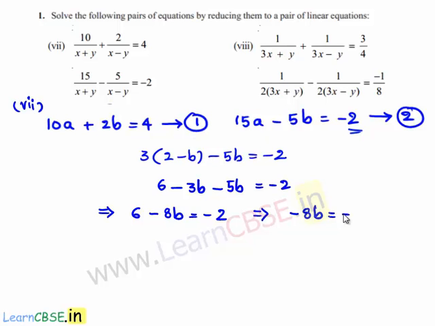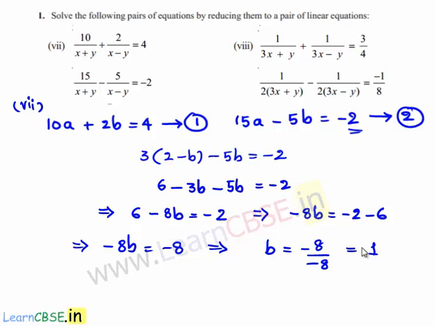is equal to minus 2, which is nothing but minus 8B is equal to minus 2 minus 6. That implies minus 8B is equal to minus 8. That gives B is equal to minus 8 divided by minus 8, which is nothing but 1. So we found the value of B as 1.